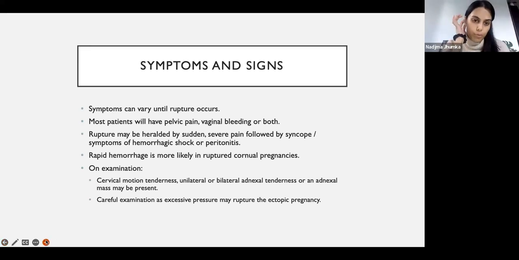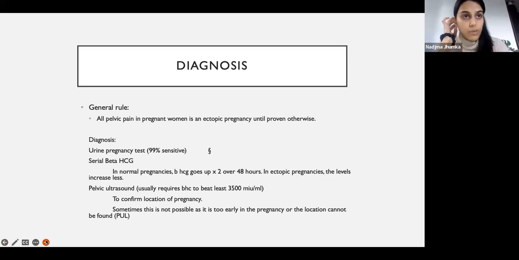So as a general rule of thumb, all pelvic pain in a pregnant woman is an ectopic pregnancy until proven otherwise. So anyone who is pregnant and goes to an accident and emergency department here, and they tell you they have pain, until you have proven for sure that this pregnancy is intrauterine and it's in the right place, you can't think of anything else. You can't think of appendicitis, you can't think of all of that until you have made sure that this pregnancy is definitely intrauterine.